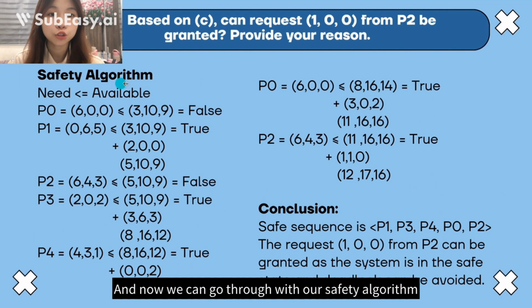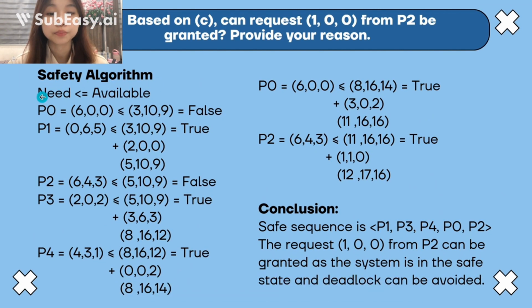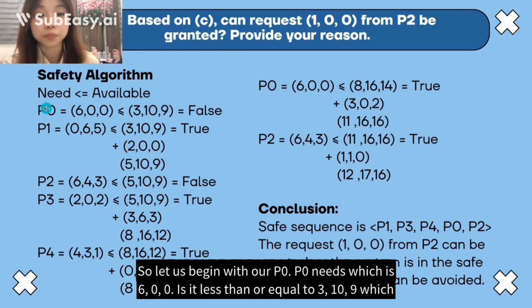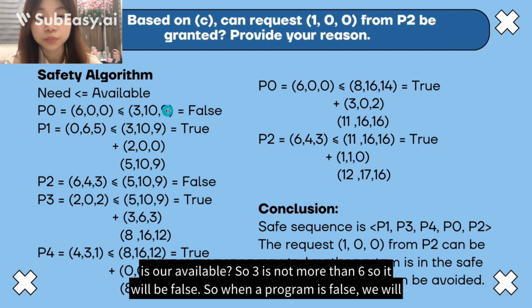And now we can go through with our safety algorithm. So first we have to check the program needs. Is it less than or equal to our available? So let us begin with our P0. P0 needs, which is 6 0 0, is it less than or equal to 3, 10, 9, which is our available? So 3 is not more than 6, so it will be false.